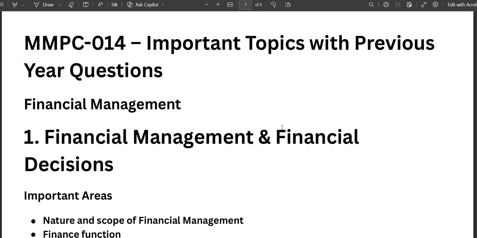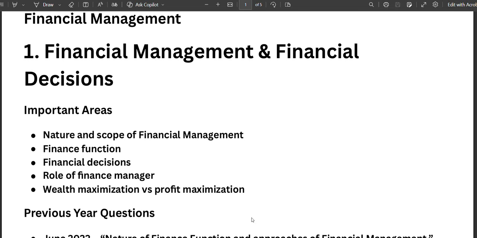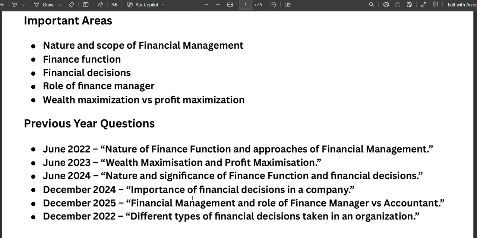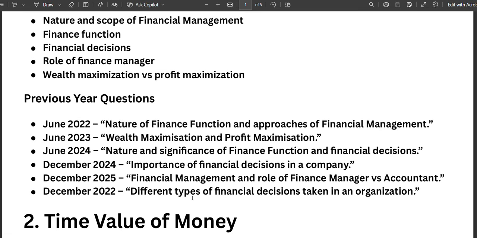In section 1, Introduction to Financial Management, we have to cover the nature and scope of financial management, finance function, role of finance manager, and wealth maximization versus profit maximization. These are very important. The important theory questions include the difference between financial manager and accountant, the types of financial decisions, and the significance of financial function. These are easy scoring questions.